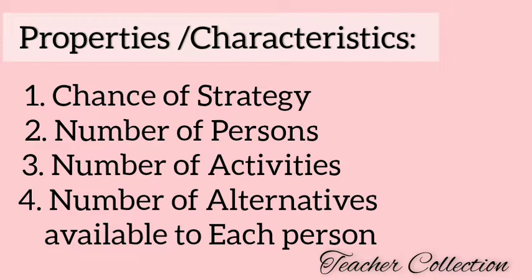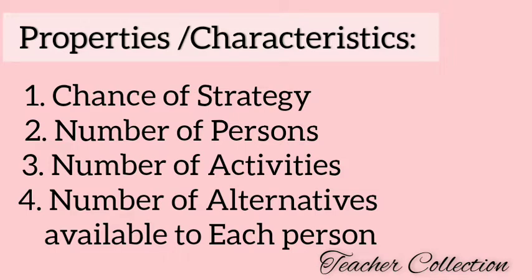Now second one is number of persons. A game is called n person game if the number of persons playing is n. Here the person means an individual or a group aiming at a particular objective. Next, third one is number of activities. Activities may be infinite or finite. Next, fourth one is number of alternatives available to each person. That is, number of choices available to each person in a particular activity may also be finite or infinite. Okay, these are the properties or characteristics.